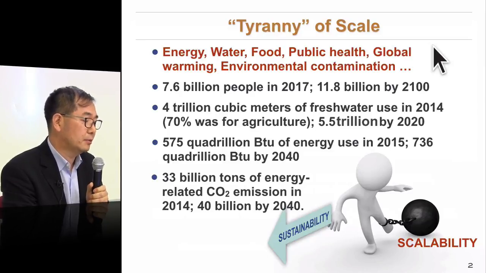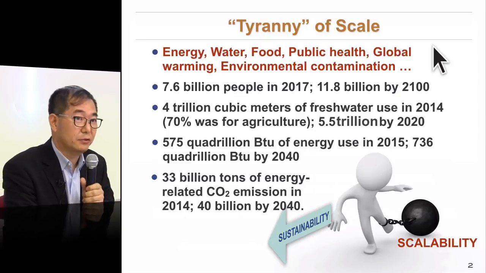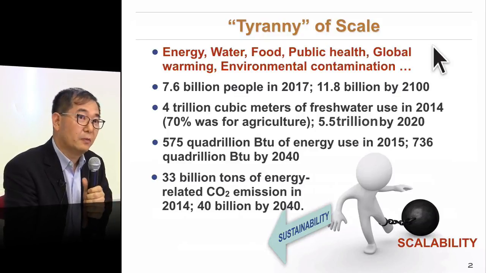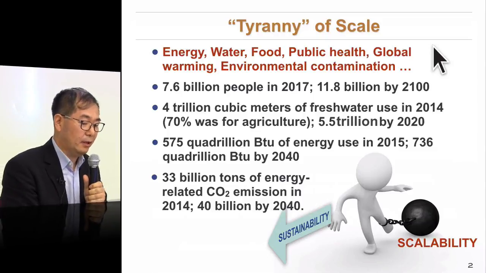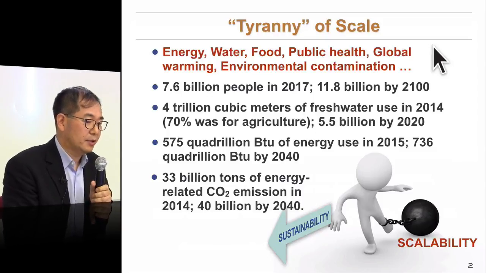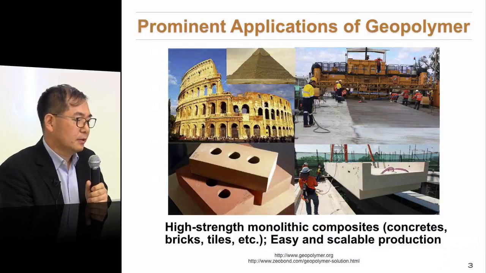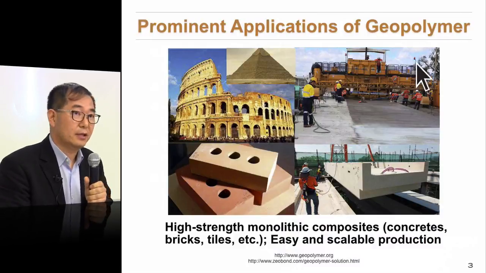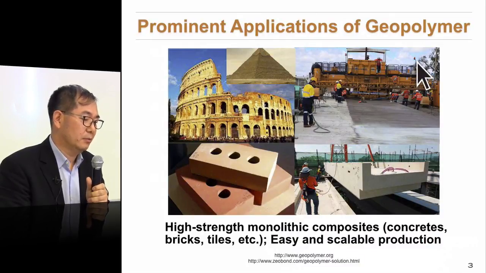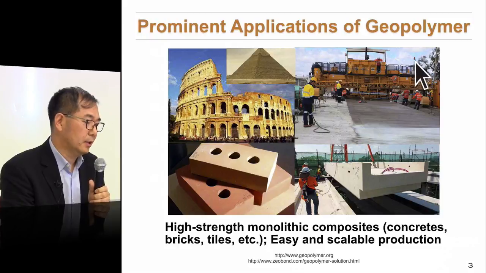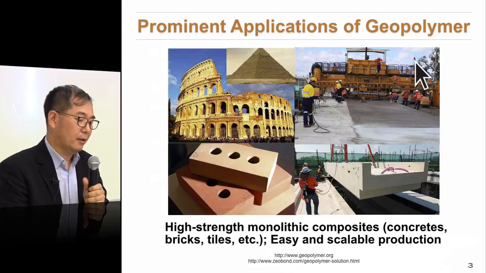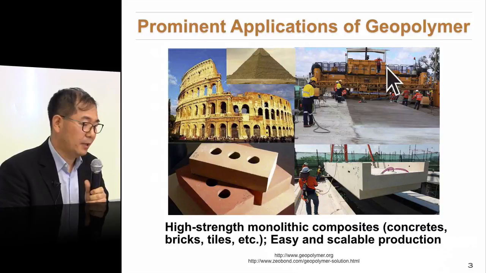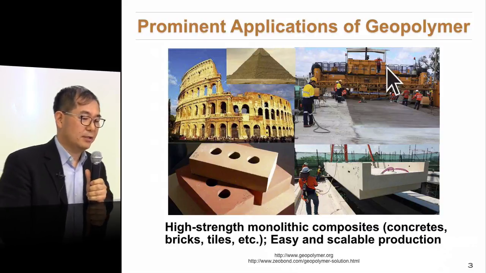So if we want to really solve this kind of large-scale problems, we need functional materials, but we need functional materials that can be produced in very large scale. And geopolymer is one of those very few inorganic material systems that can be produced in large scale. That's why we became interested in geopolymer technology. So this slide shows some prominent large-scale applications of geopolymer: pyramid stones and the buildings by ancient Egyptians and Romans. And now we make concretes and bricks and tiles based on geopolymer technology. So these are all large-scale applications.